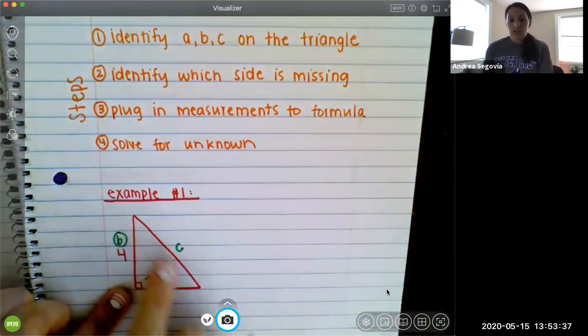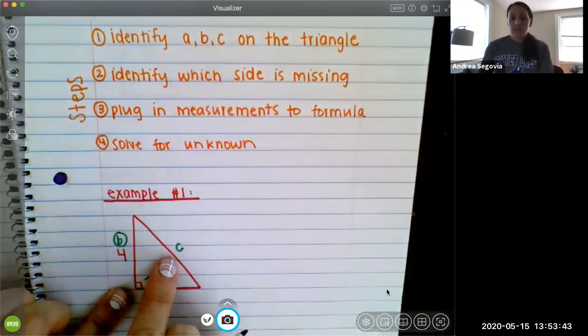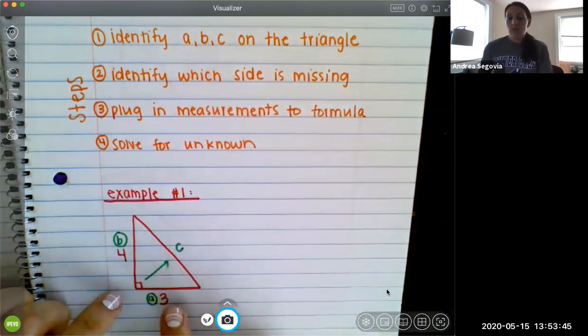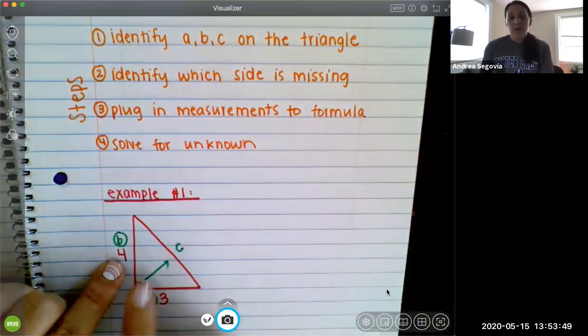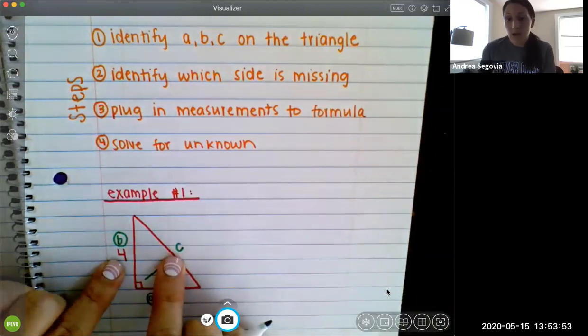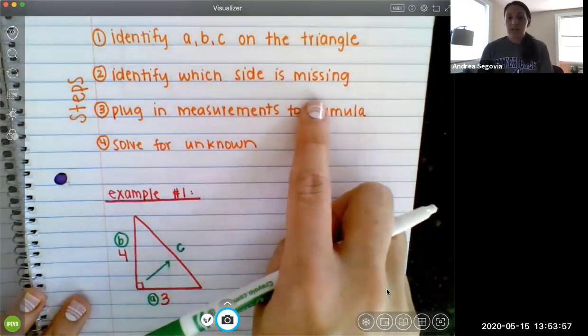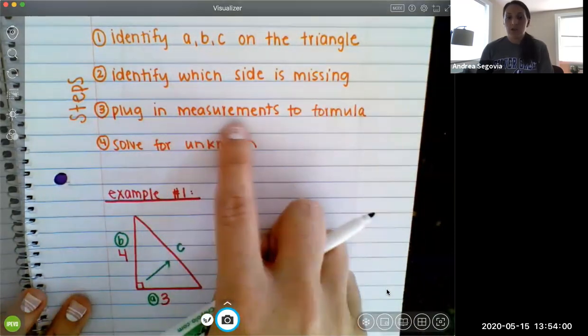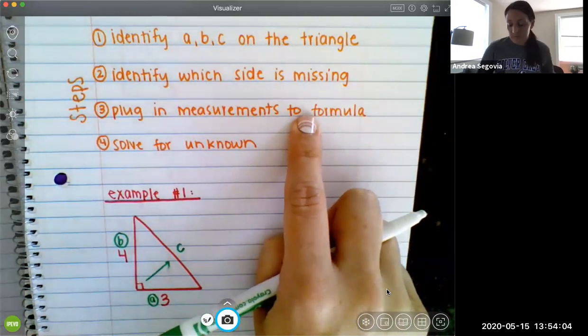And what I notice here is there's no measurement. So step 2 says identify which side is missing. Well, I'm missing side C. I know the measurement of leg A and I know the measurement of leg B, but I don't have a number or a measurement connected to the hypotenuse, C. So because I now have identified what side is missing, I can plug in my measurements to our Pythagorean theorem. So let's do that.